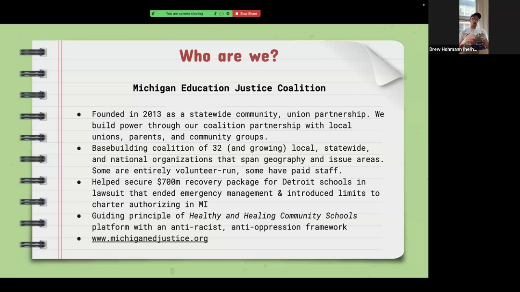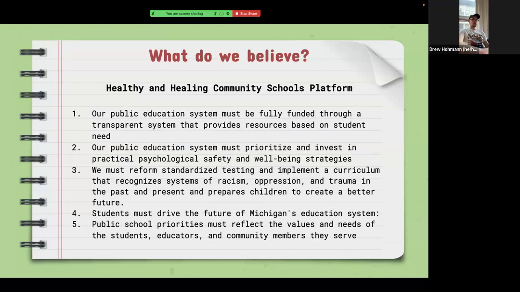Part of our work is we helped secure a $700 million recovery package for Detroit schools in a lawsuit that also ended emergency management and introduced limits to the charter authorizing in Michigan. So that's something that we did early on with our partner 482 Forward out of Detroit. And all of our work is guided by our Healthy and Healing Community Schools platform. That is guided by an anti-racist and anti-oppression framework. So if we go to the next slide, I'll explain that platform a little bit.